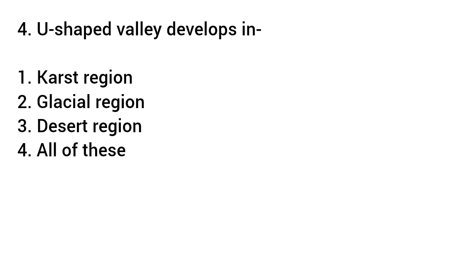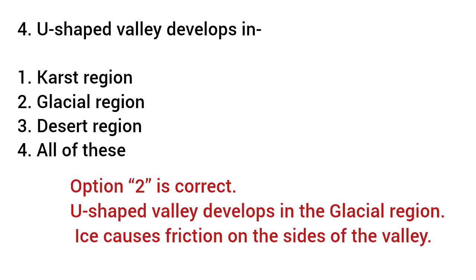U shaped valley develops in. Answer. Option 2 is correct. U shaped valley develops in the glacial region. Ice causes friction on the sides of the valley.